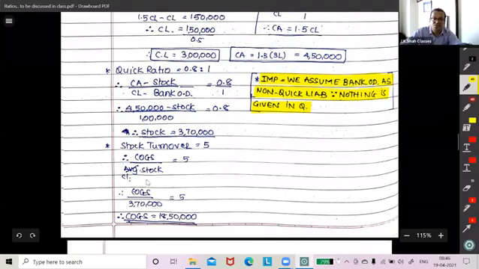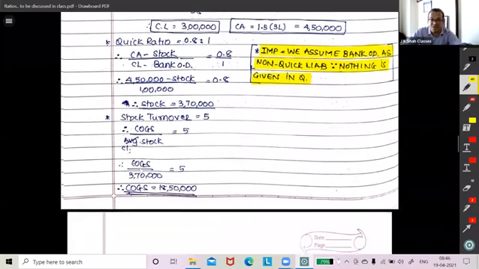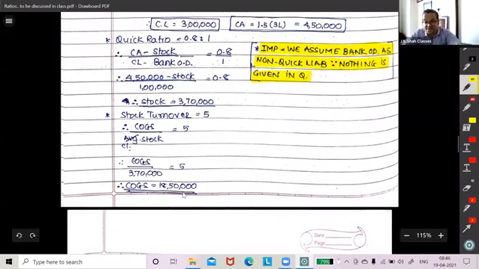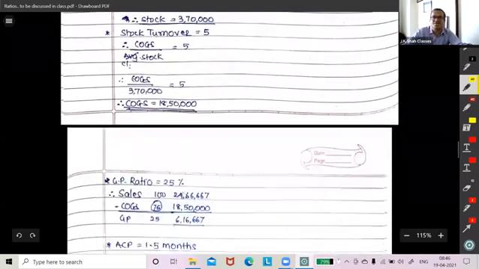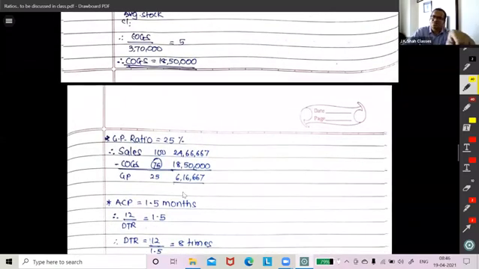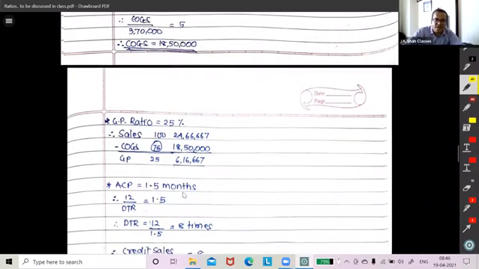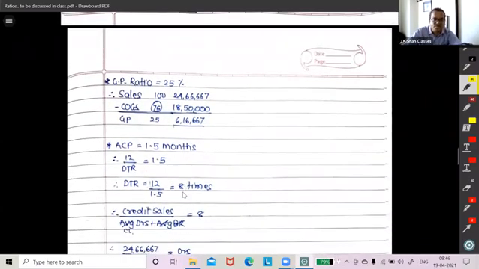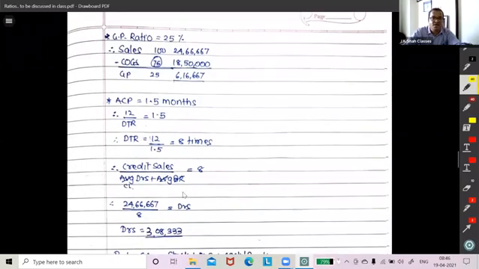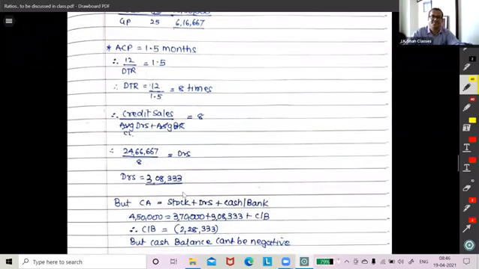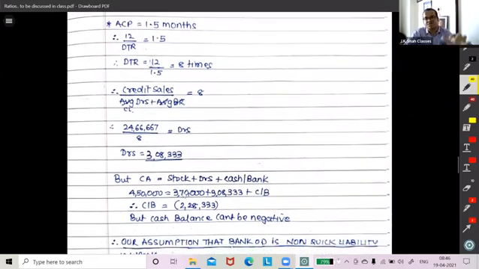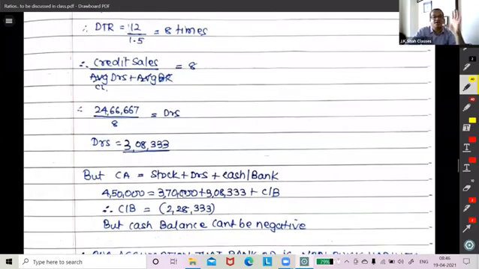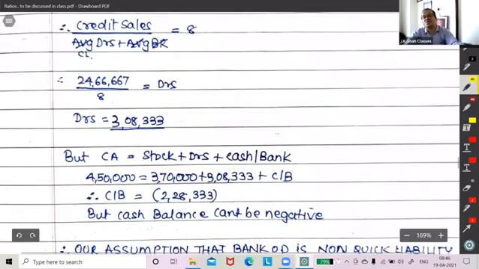Then you used the stock turnover ratio, substituted average stock by closing stock, and got COGS. Saket got this answer, same as what you had posted me, 24,666,667. Correct. Then, sir, I used the average collection period and got debtors also. But then here is where I'm getting stuck, sir. Correct, Someshwar, you also posted me the same thing. Cash balance coming negative. Absolutely, sir. Your story and my story are the same, sir.